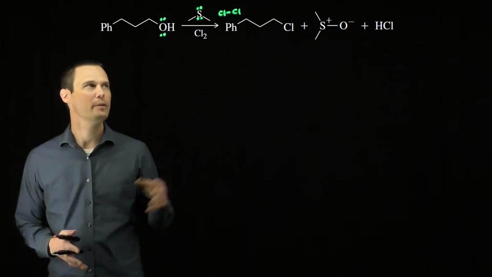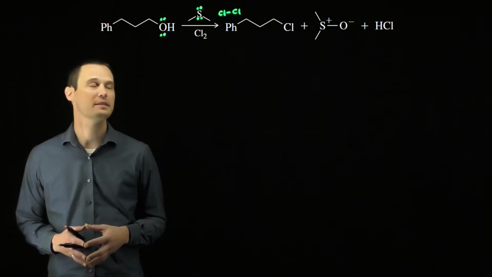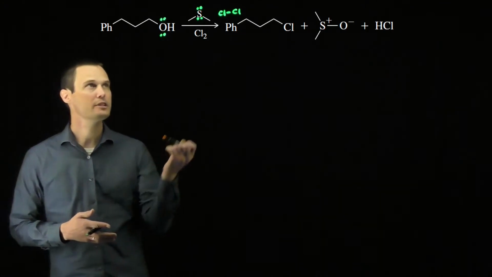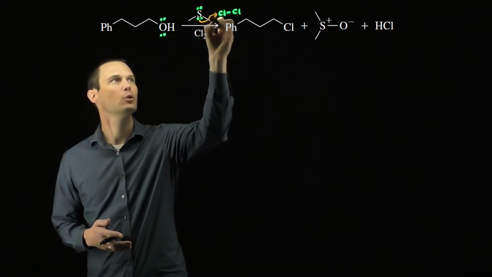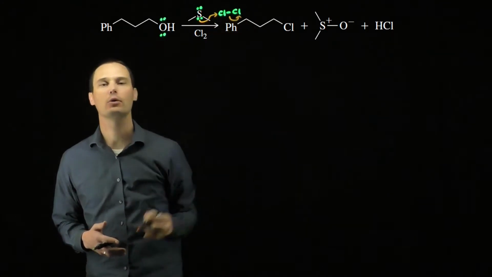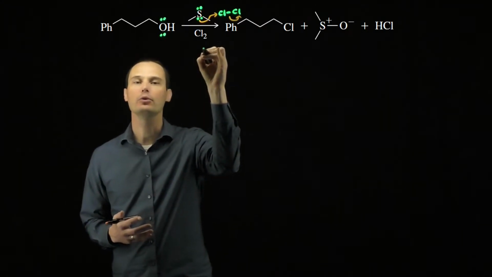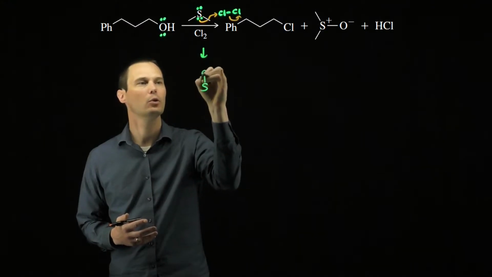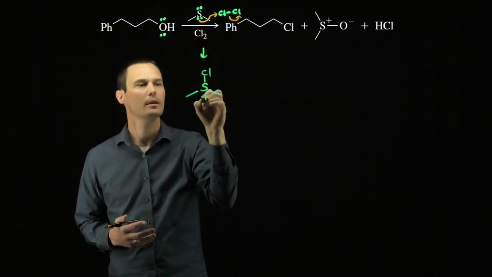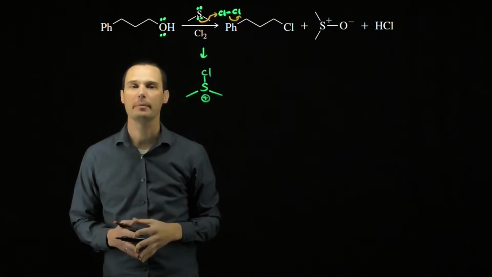This question asks us to draw a mechanism for this alternative method of synthesizing a haloalkane. The first step is going to be sulfur attacking the chlorine molecule, kicking out chloride, Cl-, as a leaving group. That's going to form a new intermediate with a sulfur-chlorine bond. Sulfur also now has 3 bonds and a positive charge.